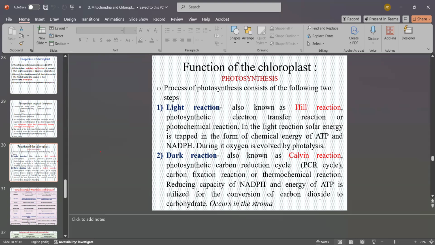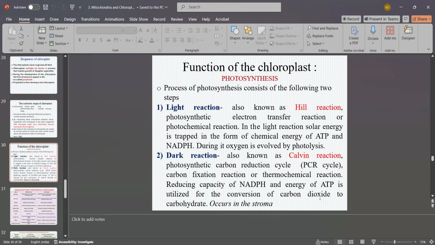Then the function of the chloroplast is mainly photosynthesis. The process of photosynthesis has the following two steps. First one, light reaction. Second one, dark reaction. The light reactions, also known as Hill reactions or photosynthetic electron transfer reactions, are photochemical reactions. In the light reaction, solar energy is trapped in the form of chemical energy of ATP and NADPH. During it, oxygen is released by photolysis. The dark reaction is also known as the Calvin reaction, the photosynthetic carbon reduction cycle, PCR cycle, or carbon fixation reactions.